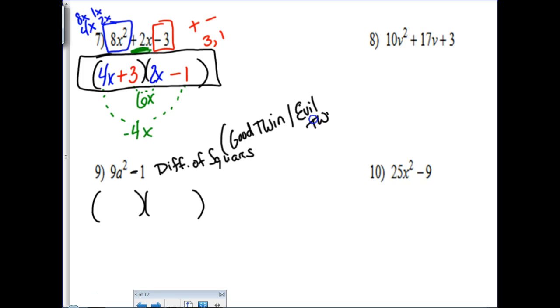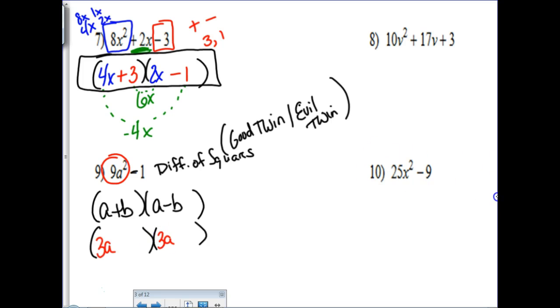It's just helpful to remember things that sometimes don't sound very mathy. Alright, so the good twin, evil twin pattern states that it factors into the pattern (a plus b) times (a minus b). The way you get your a and your b is you take the square root of each term. So the square root of this term would be 3a. There's twins. And then the square root of this term, well, that's kind of boring. Square root of 1 is still 1. So one's a plus and one's a minus. And that's how you factor good twin, evil twin, or the difference of 2 squares.